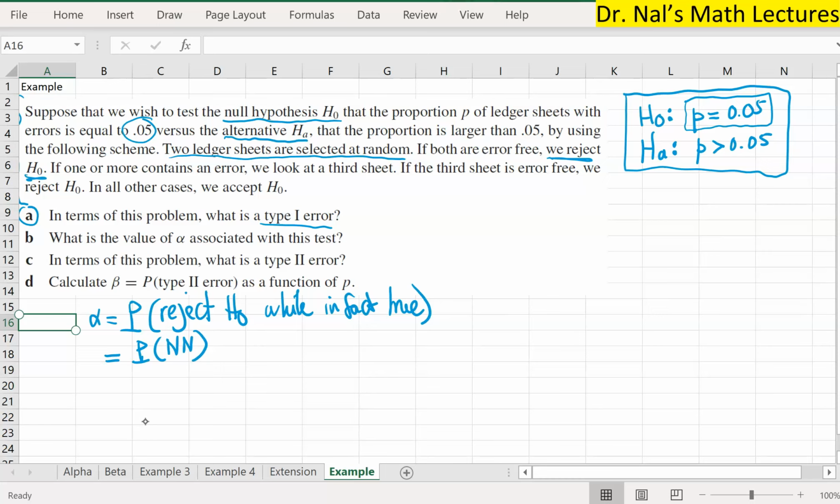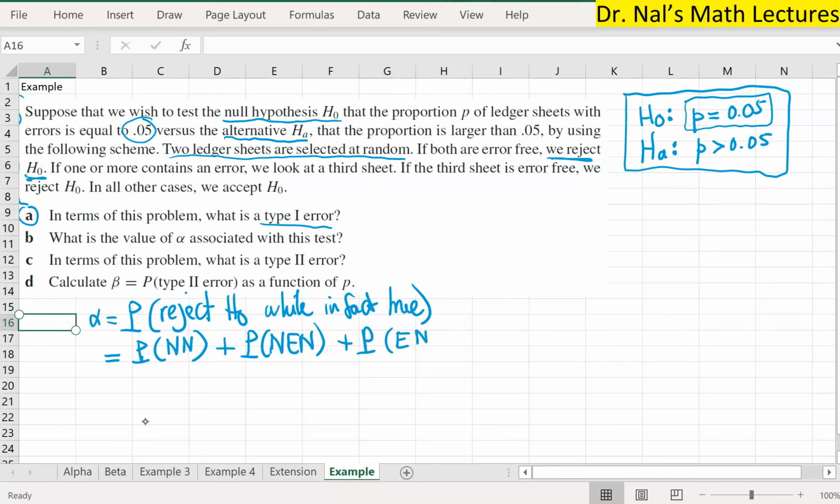Given that the null hypothesis was true, we might as well reject it if the first two are N and E, and then the decider, the third one, is again N. Or it could be the probability that it was E, the first one error, the second one no error, and the third one error. Or it could be the first two have errors in them and the third one has no error in them.